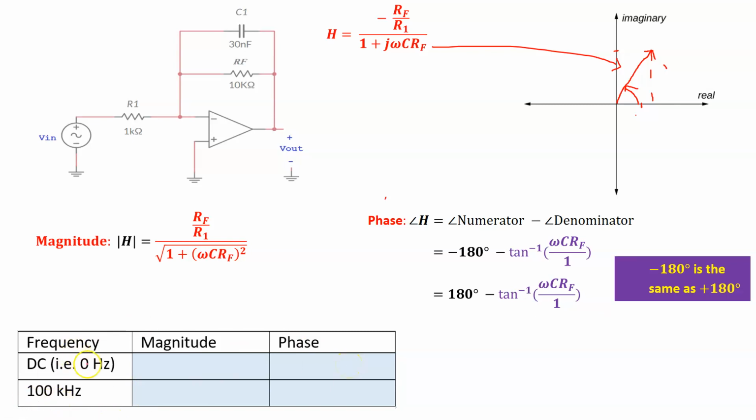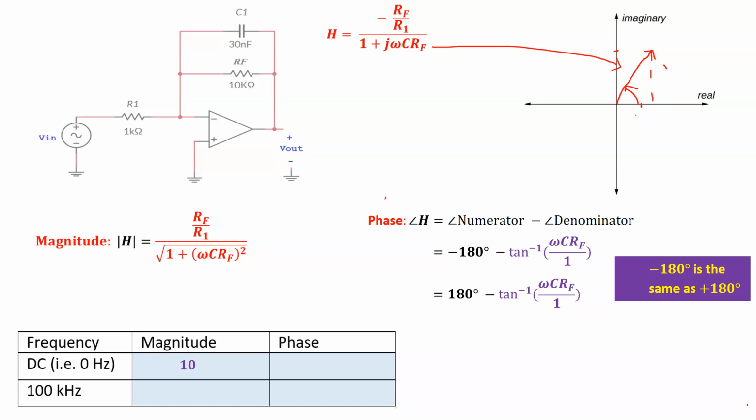So what happens if I have DC? When I have DC, DC is 0 hertz, so omega is also 0. So that becomes 0, right? So this bottom part right here, omega CRF, goes to 0. So RF over R1 divided by square root of 1 plus 0. In other words, it's just RF over R1. So RF is 10K, R1 is 1, so that magnitude is simply 10.